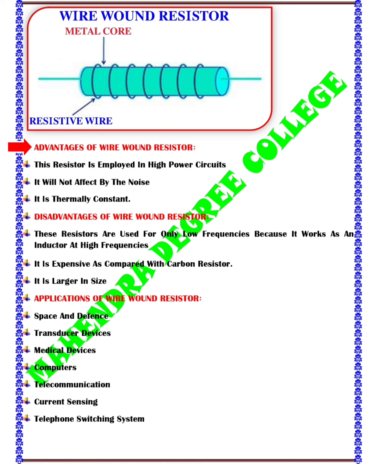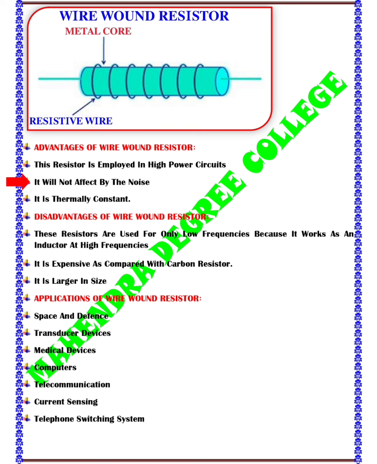Next, we know the advantages of wire wound resistor. First advantage, this resistor is employed in high-power circuits. It means wire-wound resistors are designed to handle significantly higher power levels than many other resistor types, making them ideal for applications where substantial heat dissipation is required.